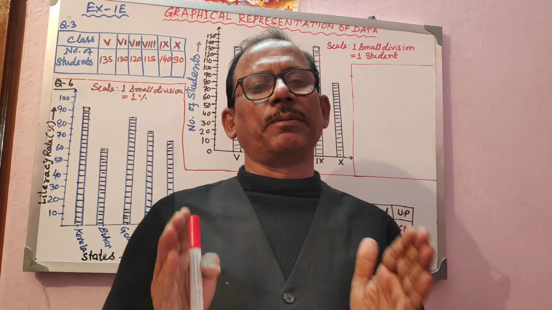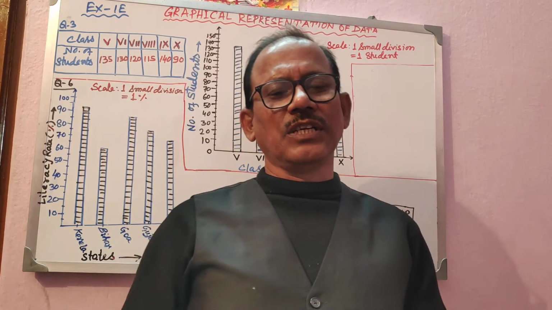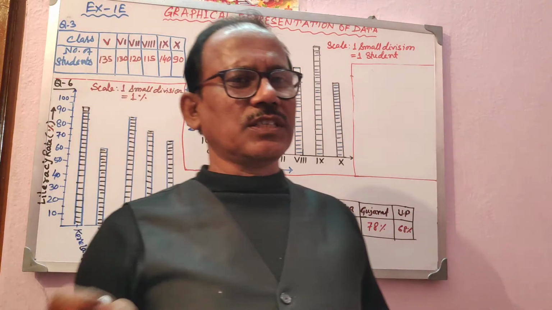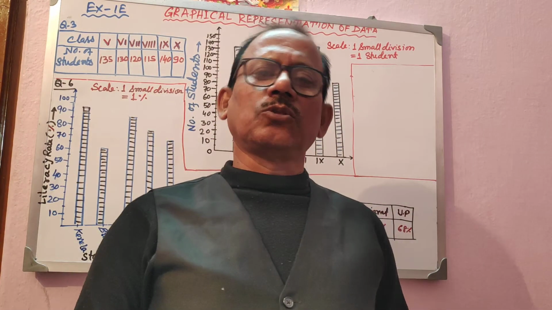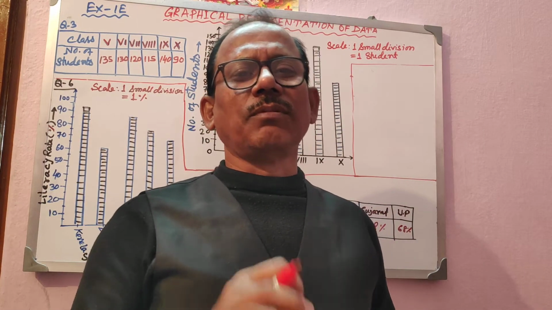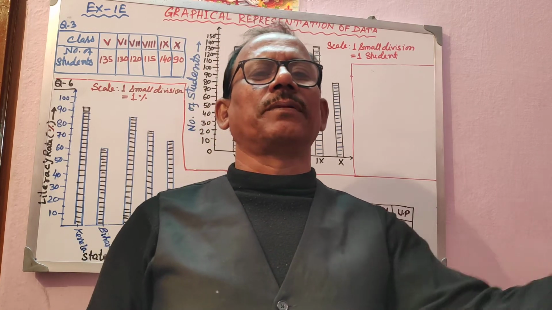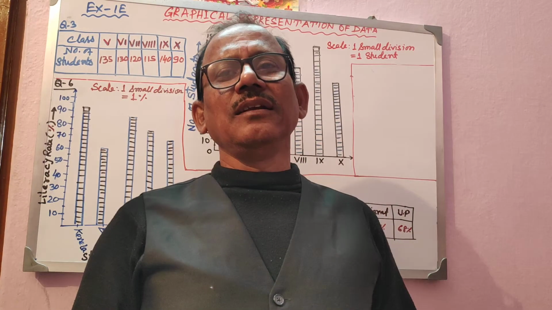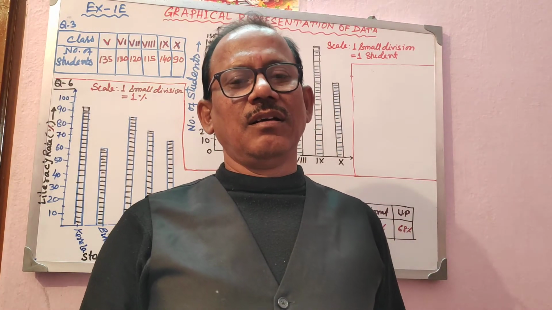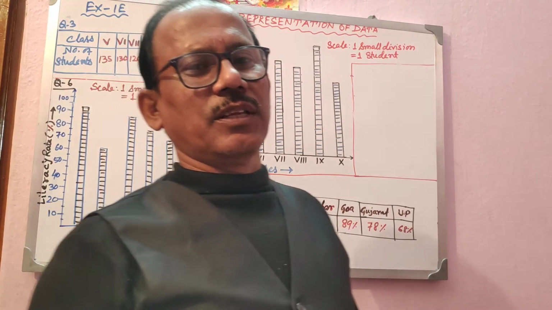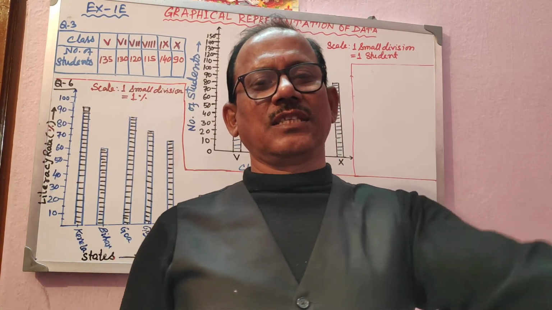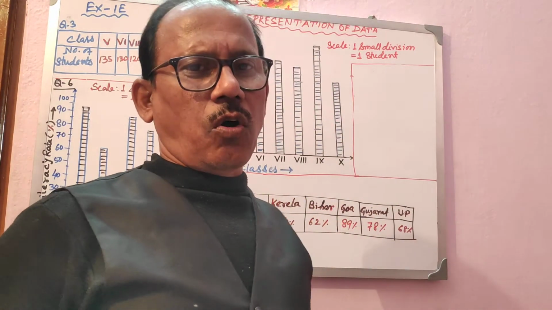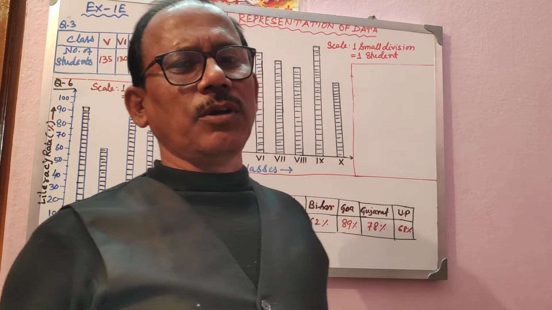When you are representing information graphically, there are some ways, just like a pictogram. Pictogram means some pictures will be given to you, and each picture represents some number of observations. From there you can find out many things, such as what the frequency of a particular type of observation is.